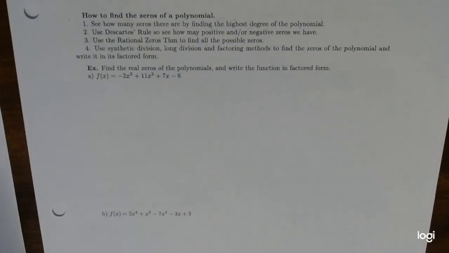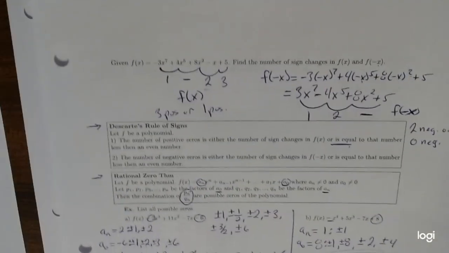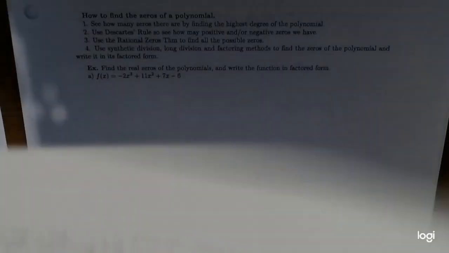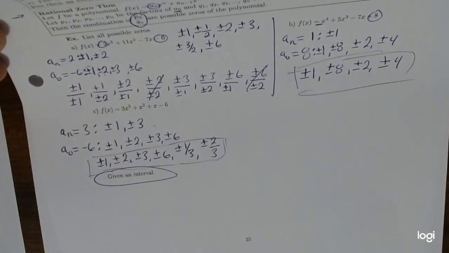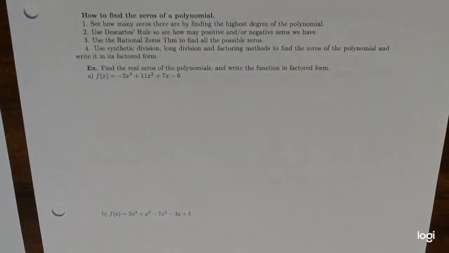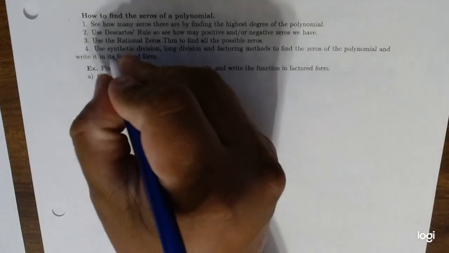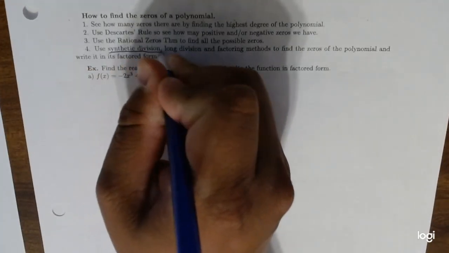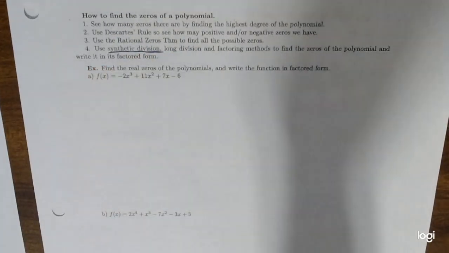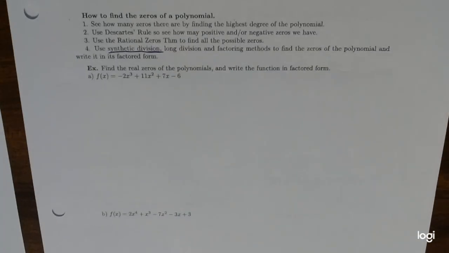And then step 3, we're going to use the rational zero theorem to find all the possible zeros. In other words, we do the same thing we did with the little list here. This little list is what we're going to be doing for step 3. And then finally, step 4, we're going to use synthetic division, which is going to be your longest portion. This is the reason why these take forever. We're going to use synthetic division or long division and the factoring method to find the zeros of the polynomial and write it in standard form. Step 4 will literally be the longest step, believe it or not.